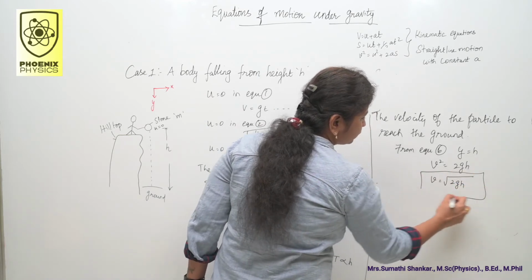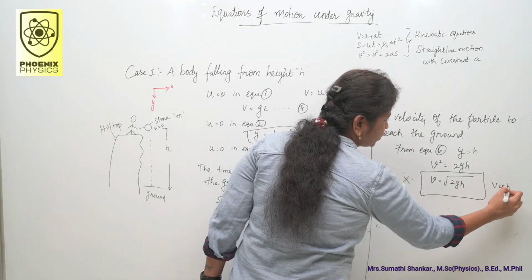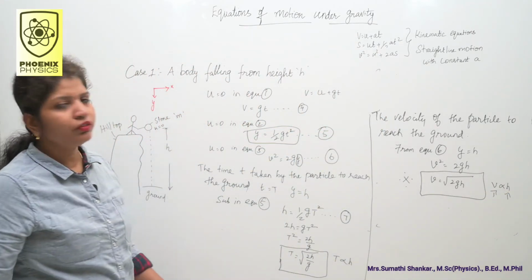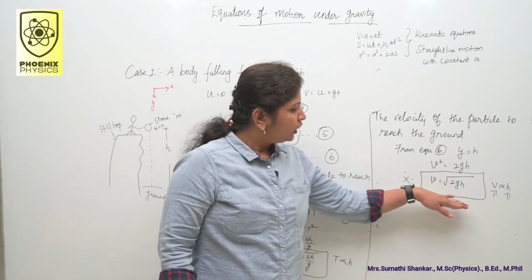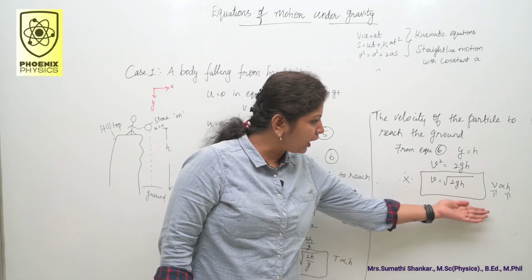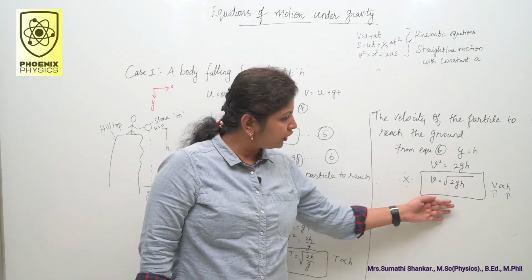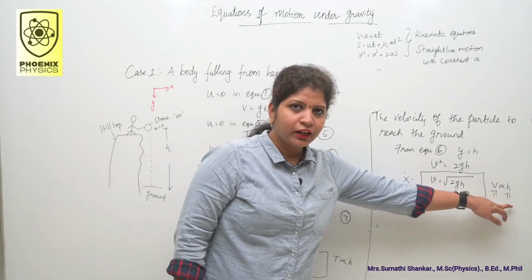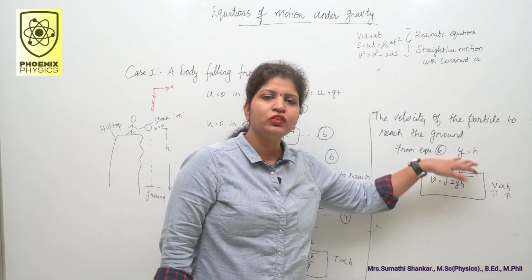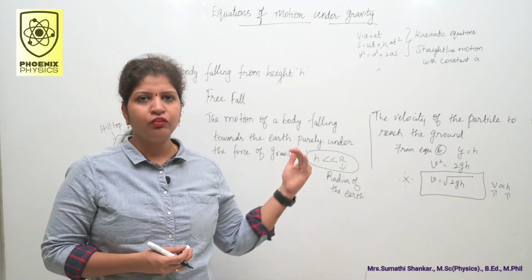This is also one of the important relations. Here also v is directly proportional to h. If h increases, v increases. Or we can say the object falling from greater height will have greater velocity. I repeat, the object falling from greater height will have higher velocity to reach the ground. This is our conclusion.